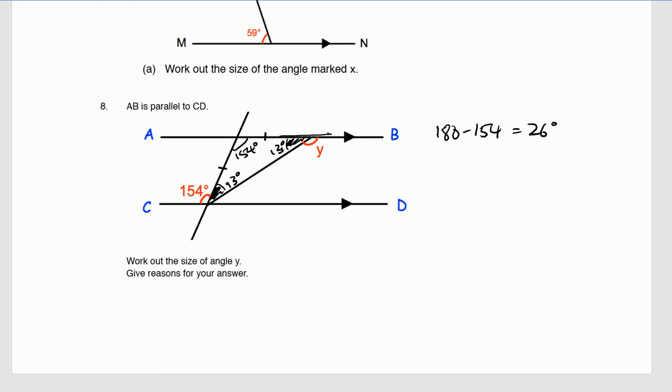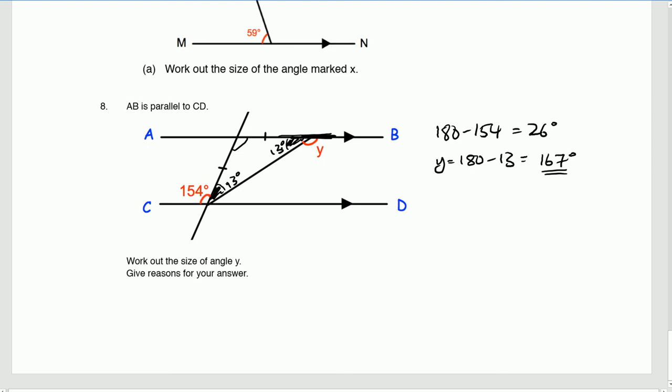Finally, this 13 degrees is in a straight line with Y, so I'm going to go Y equals 180 minus 13, which gets me 167 degrees, and that's my final answer. So it said to work out the size of angle Y, giving reasons for your answer. So here's one way in which I could have given reasons for my answer.